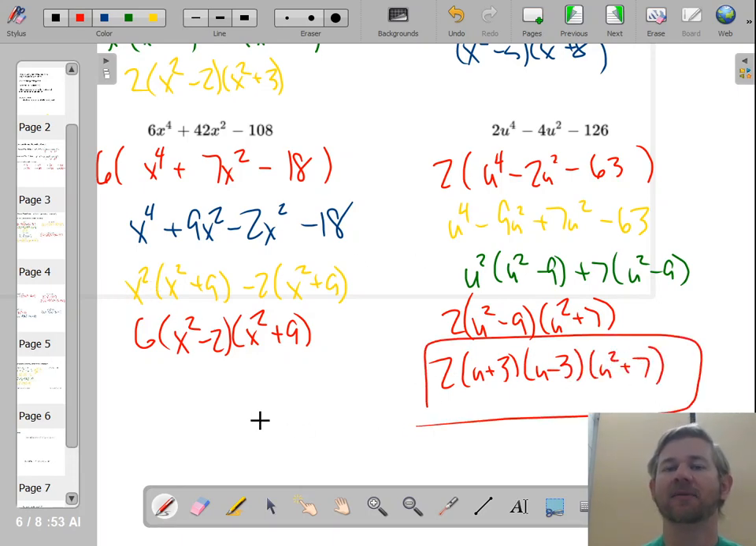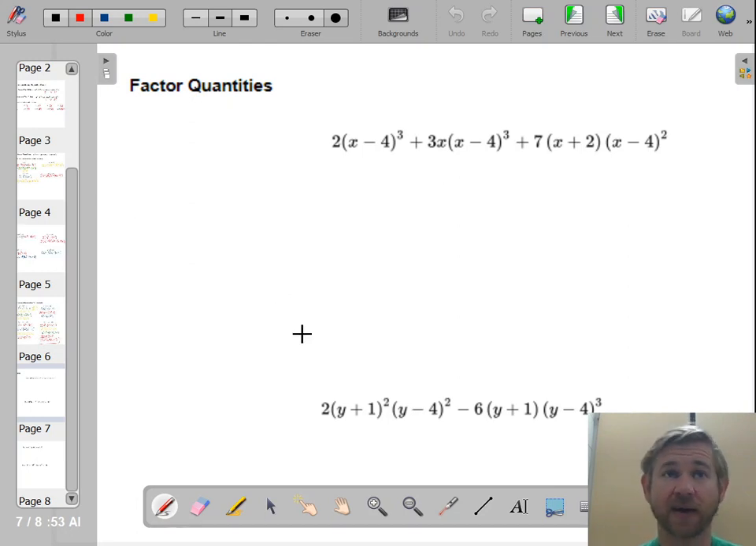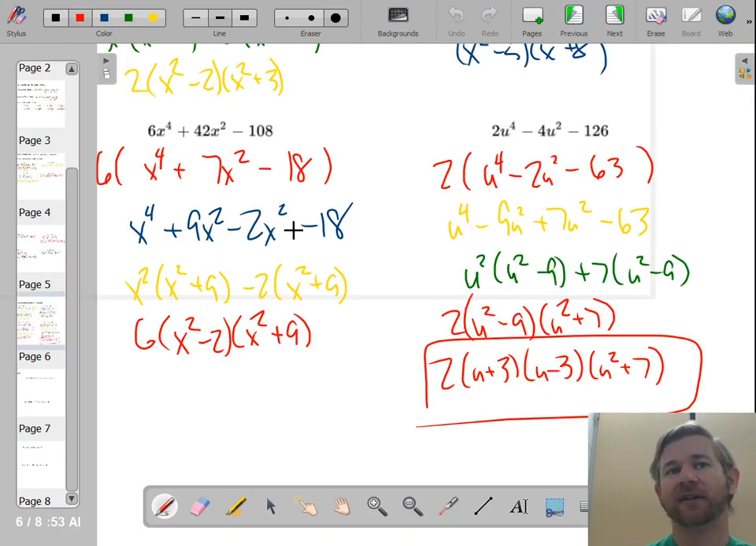But you can keep going for some of these problems, and it is required if you are asked to completely factor. If you don't completely factor, then you didn't completely factor. Let's see what else we got. Factor quantities. So this is the last thing we'll do for this video, and then we'll start doing the rational exponents next. So factor quantities is a lot like when you're factoring by grouping.